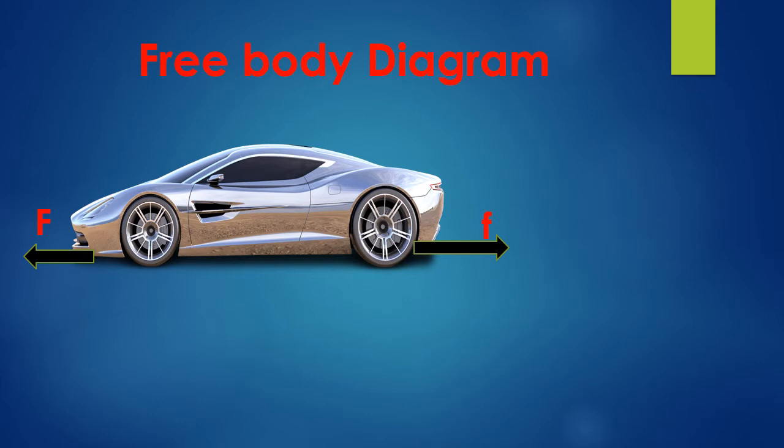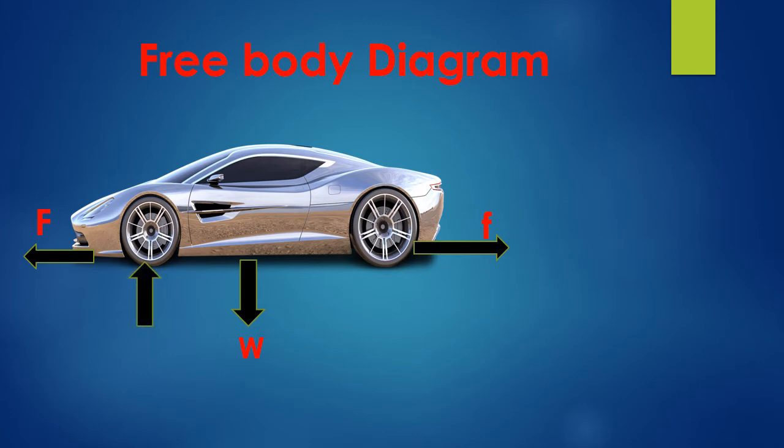Here, some more forces are also acting on the car. Let us find out what those forces are. Suppose the road was not present, then what will happen? Yes, the car will fall down. So, here the gravitational force always pulls the car towards the center of the earth. W is the gravitational force.